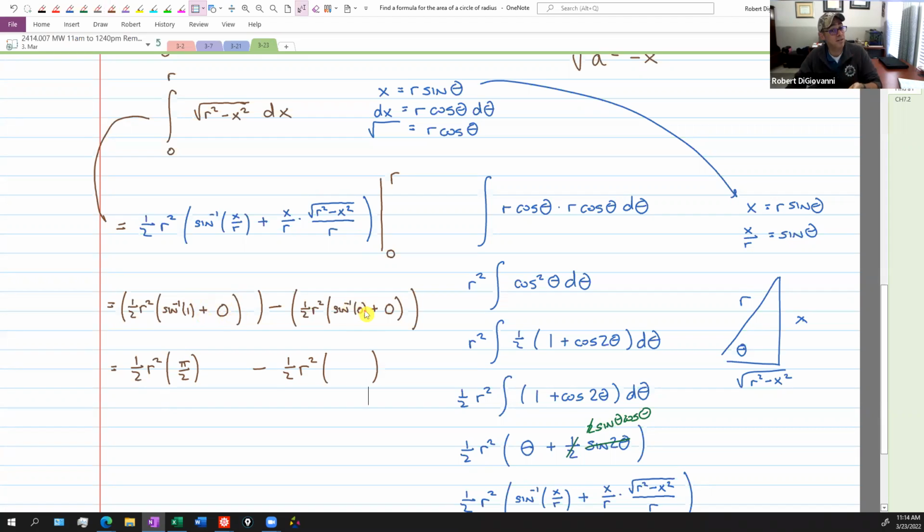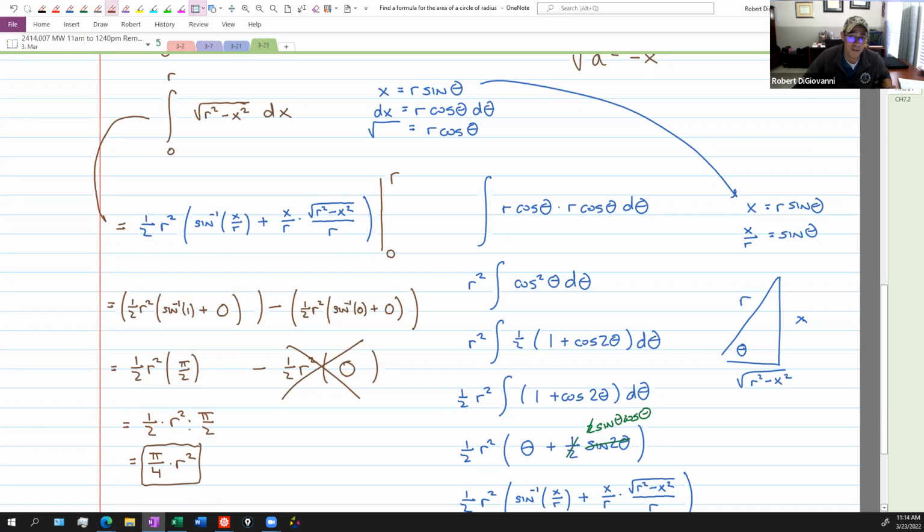So at what angle is sine 0? 0. So that's 0, which kills everything off there. So your final answer over here is 1/2 times R squared times pi over 2. Let's bring the pi over 2 up front with the half. We get pi over 4 times R squared. That's our answer.